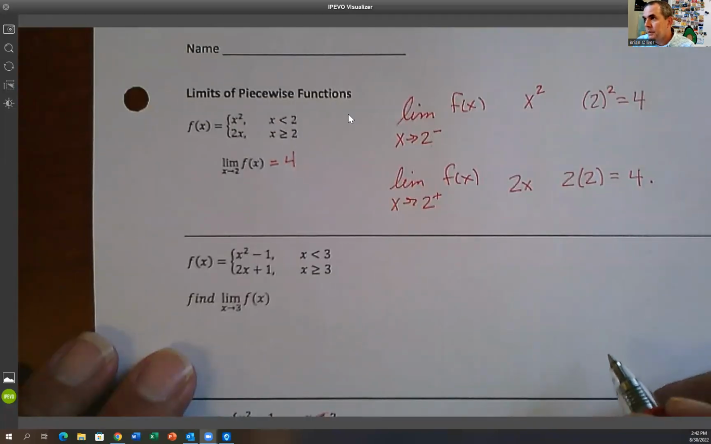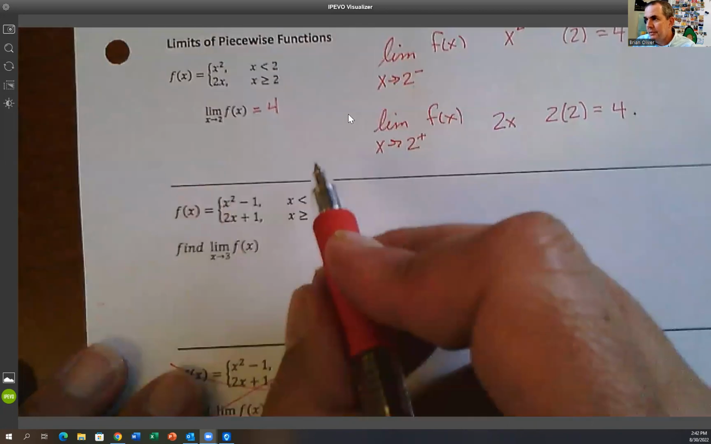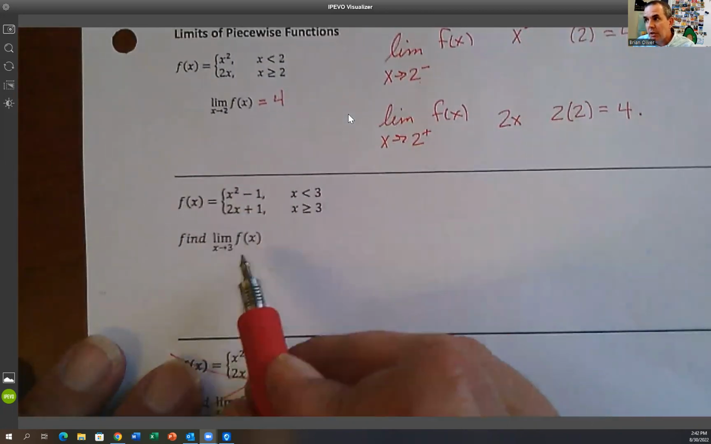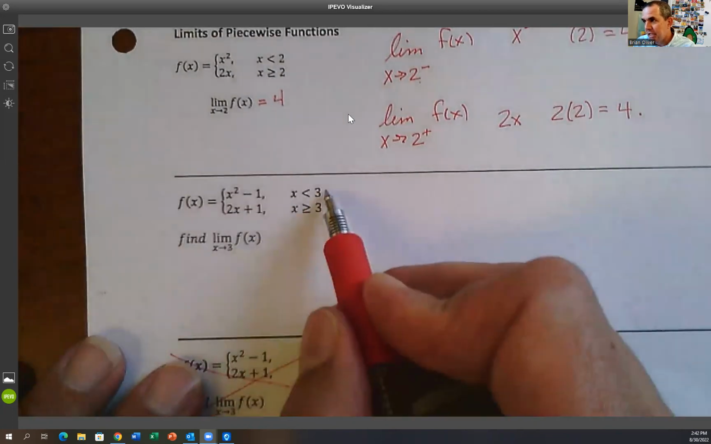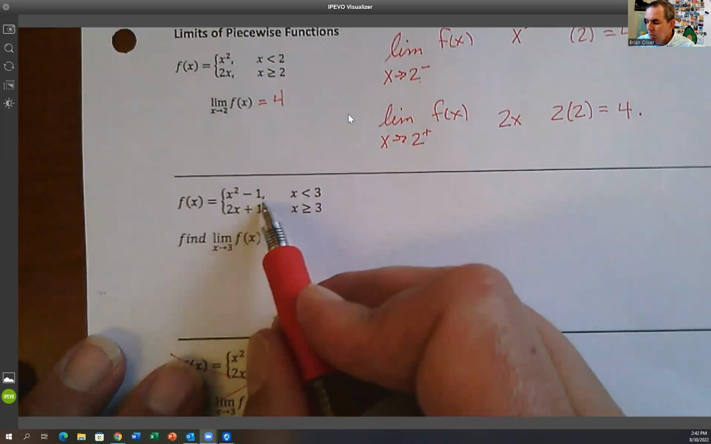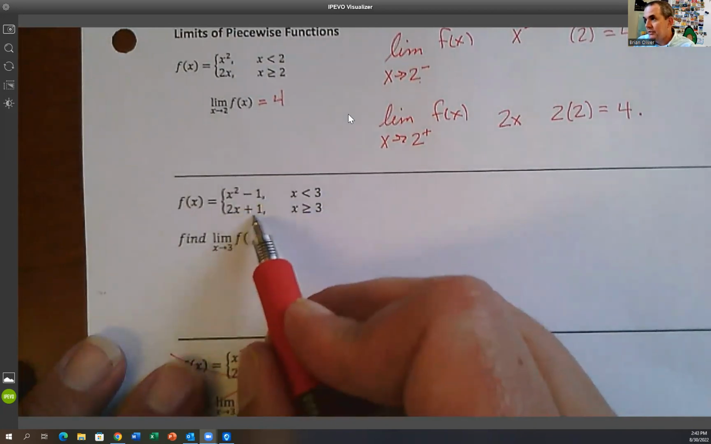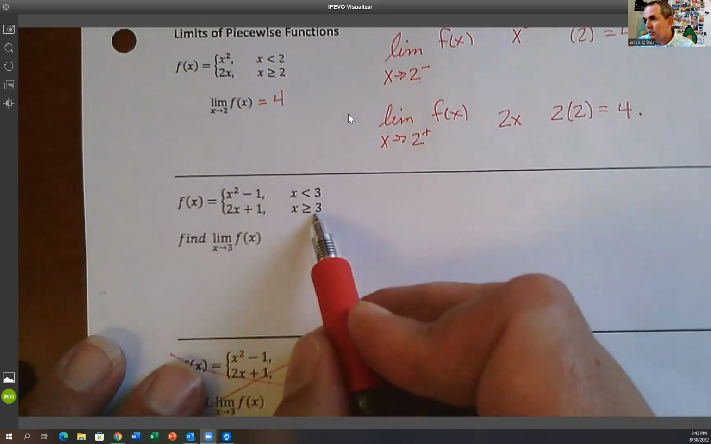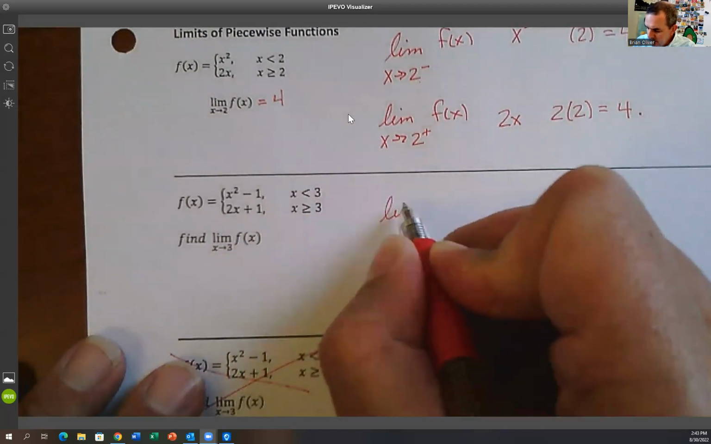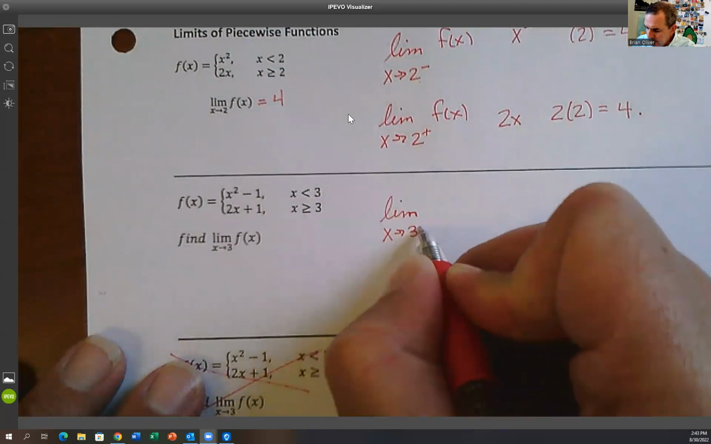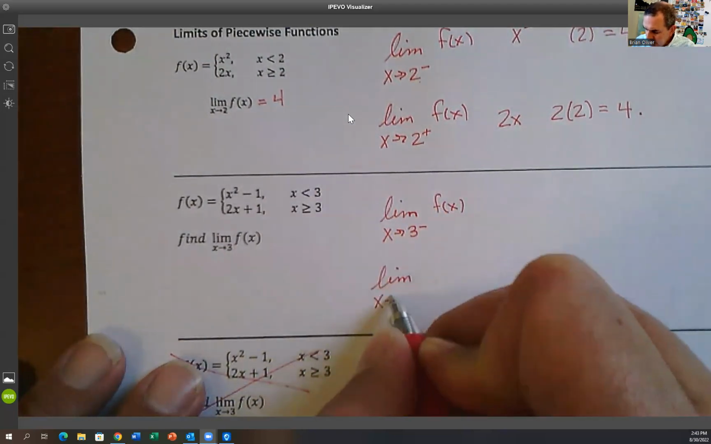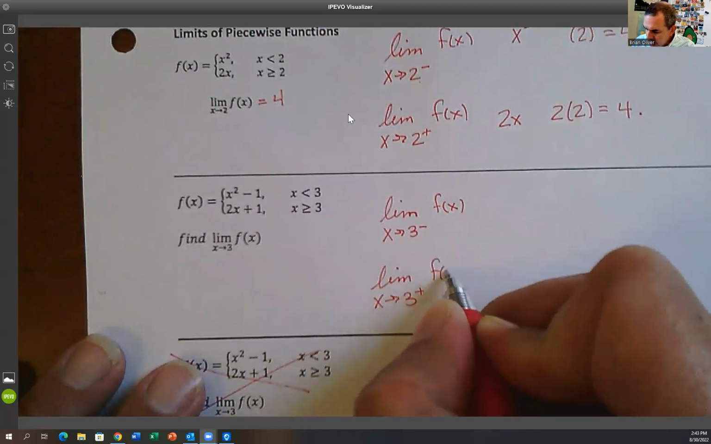Usually what's going to happen is the following. You're going to be given a piecewise function, and typically we look at it from that condition I have here. This one says it's x squared minus 1 when x is less than 3. This one says it's 2x plus 1 when x is 3 or larger. Again, I need to look at both limits: as x approaches 3 from the left of f of x, and as x approaches 3 from the right of f of x.